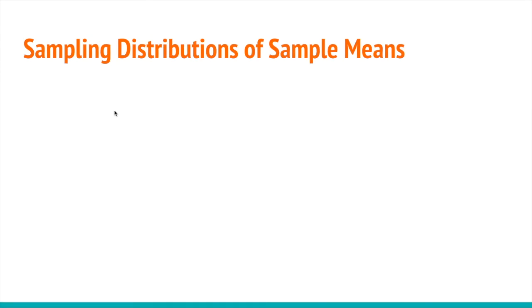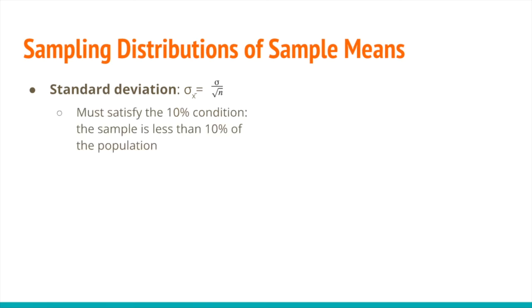For sampling distributions of sample means, the standard deviation, sigma sub x bar, equals the population standard deviation divided by the root of the sample size, or sigma over square root of n. But first, before you calculate this, you have to make sure that the 10% condition is satisfied, so the sample is less than 10% of the population to make sure that it is independent. And the sample mean equals the population mean, so x bar equals mu.